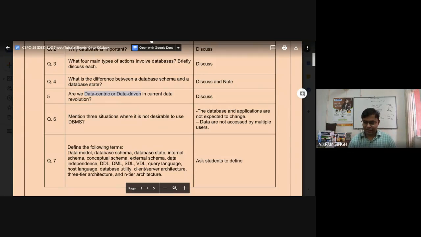What is the current status of our society? Is it data centric or data driven? Anyone?